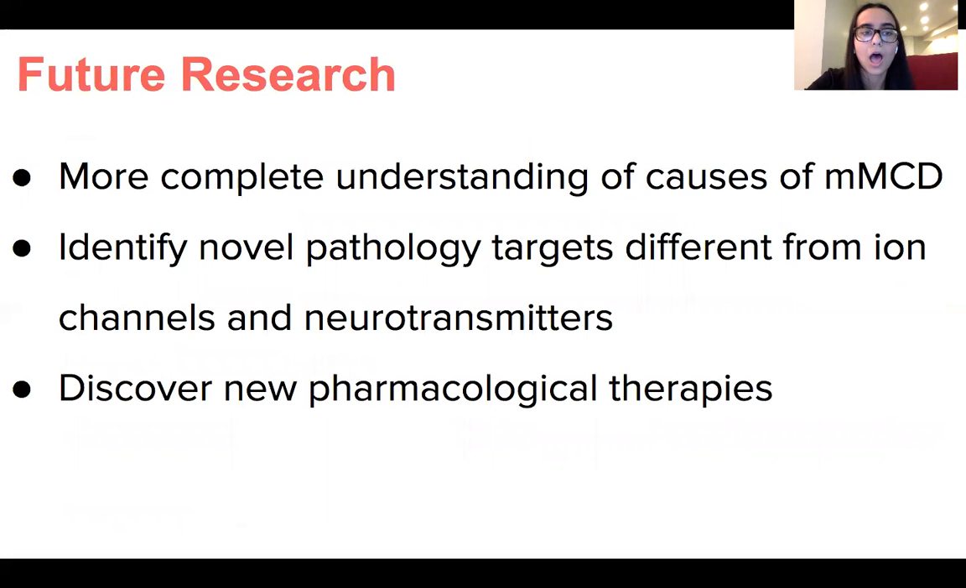Sorry about that. So for future research, completing these causes of MMCD gives us a more complete understanding of what actually it means to develop this pathology. And this will identify different pathology than the more conventional of ion channels and neurotransmitters, such as glutamate, that are the targets of what epileptic medication is targeted to help mitigate seizures by.